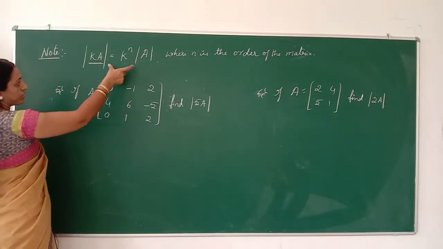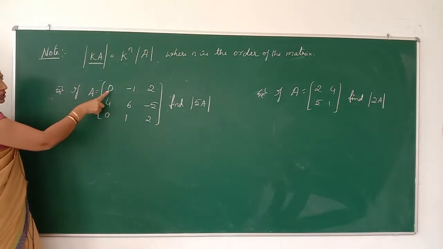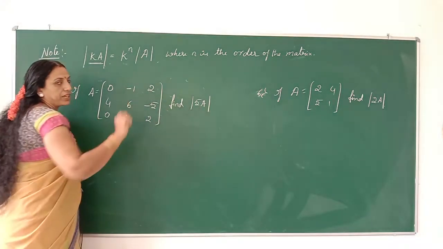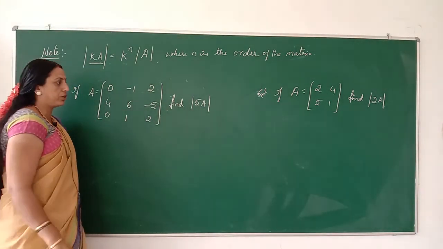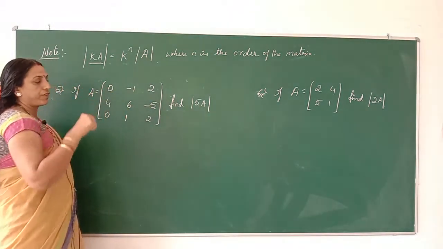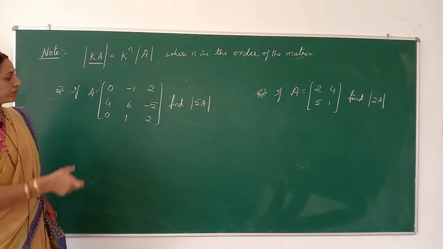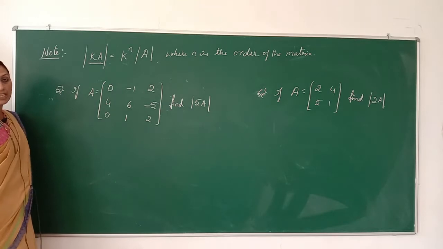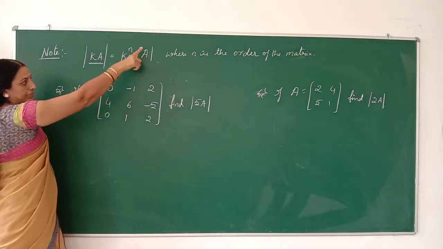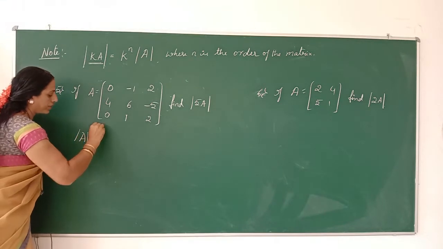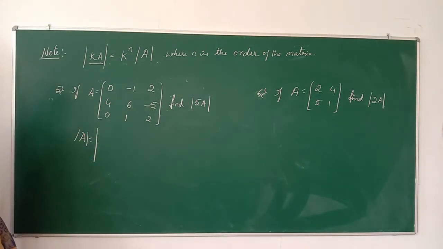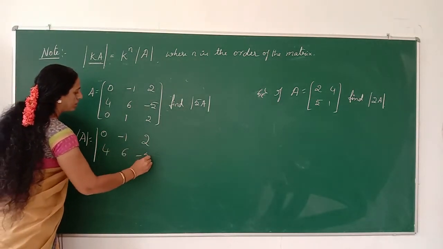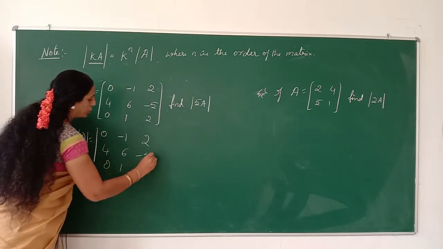Similarly, some problems on the basis of these properties. If A equals 0, minus 1, 2, 4, 6, minus 5, 0, 1, 2, then find determinant of 5 into A. So one of the methods we already know: 5 into A means all the elements of A are multiplied by 5, and after that we find the value of the determinant. But by using the properties of determinants, first we simplify the value of the determinant of A. Therefore, determinant of A, with all the elements in determinant form, is 0, minus 1, 2, 4, 6, minus 5, 0, 1, 2.